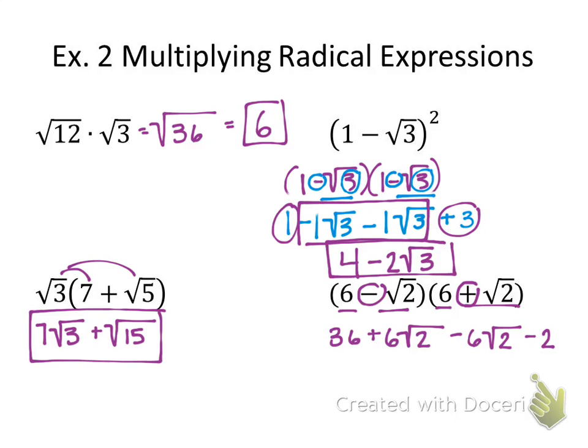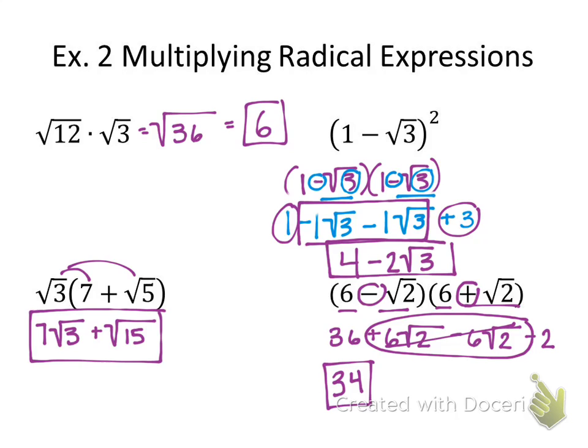Now I combine like terms. 36 minus 2 is 34. And then these are my other like terms. Positive 6 times the square root of 2 and negative 6 times the square root of 2. What happens when I add them? They cancel out. They get 0. So 34 is my final answer. There's nothing else I can do to simplify that. Okay?